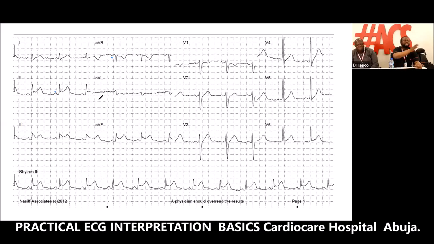If you leave this place with anything, recognize this ST segment elevation. It may also happen in just V1 and V2. What kind of MI would that be? Septal. If it happens from V1 to V4, what kind of MI would that be? Anteroseptal, anterior and septal. If it happens in lead 1 and aVL, what kind of MI would that be? Lateral. Great. God bless you.